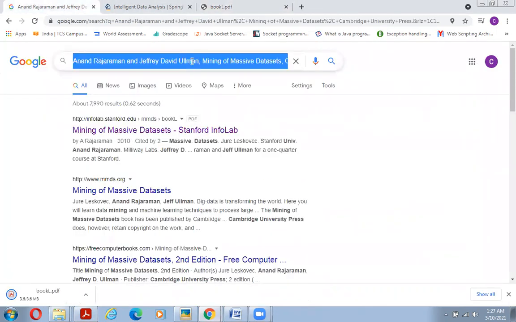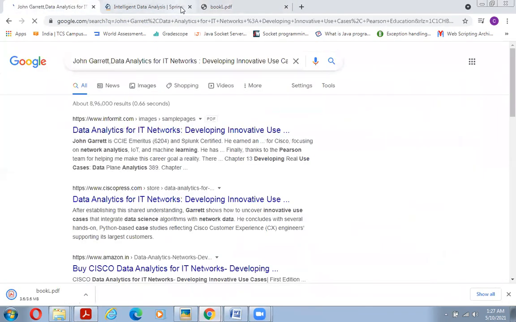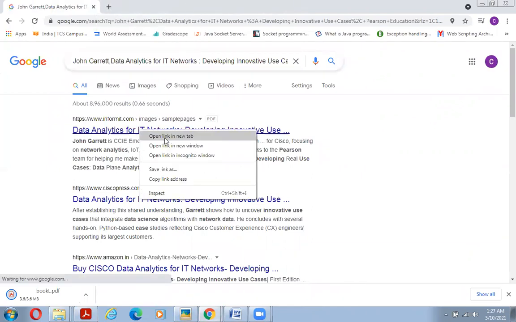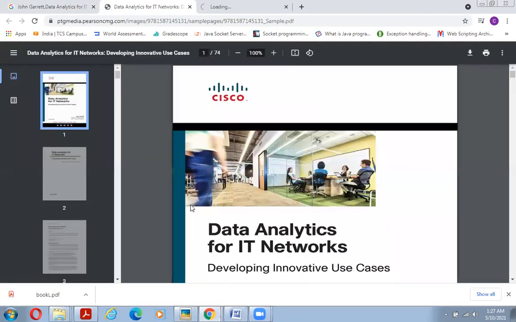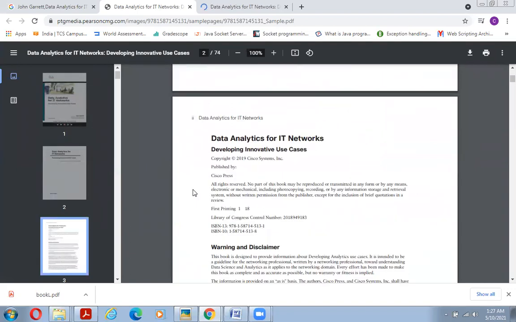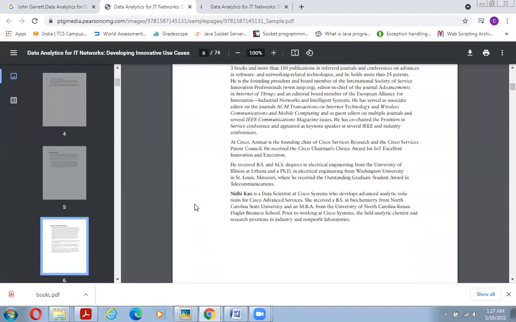Okay. And get to know about this book as well. We understand about the two books. Even some sample pages of this book are also there, and this belongs to Cisco Press. This is the book, John Garrett's book. If you want to buy, you can get it.